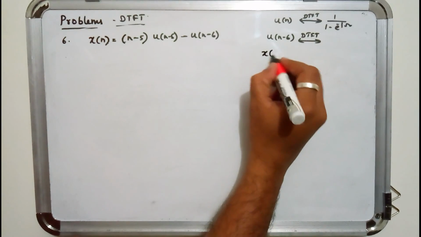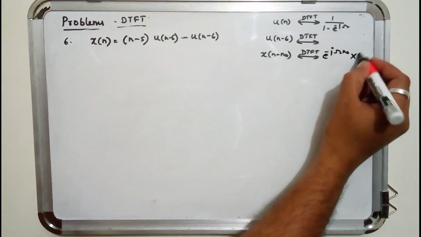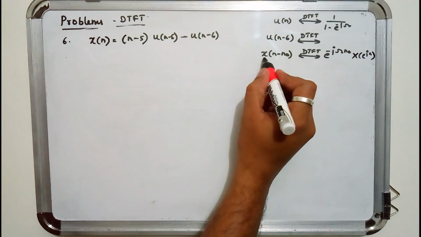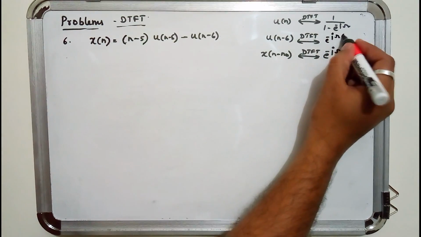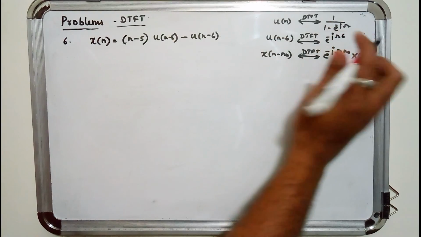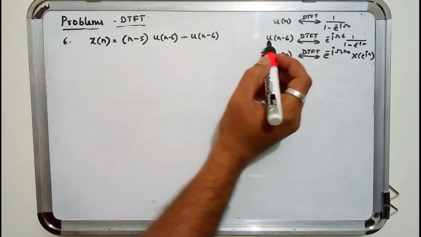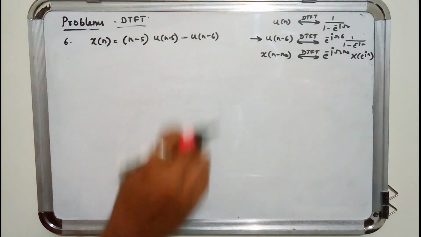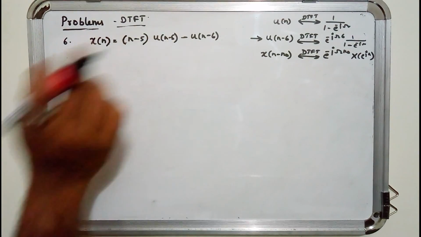So if you have x of n minus n naught, the DTFT of which is e power minus j omega n naught into X of e power j omega, where n naught is a shift and X of e power j omega is the Fourier transform of x of n. So the shift is e power minus j omega into 6 into the Fourier transform of u of n, which is 1 by 1 minus e power minus j omega. So the DTFT of u of n minus 6 is directly known, and I can directly write it here. But now the challenge is to find the DTFT of (n minus 5) into u of n minus 5.